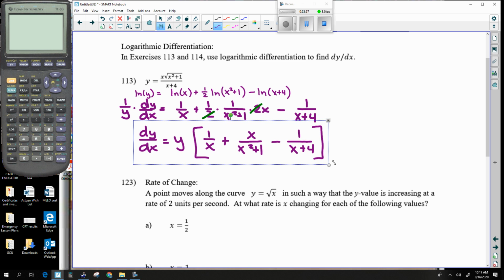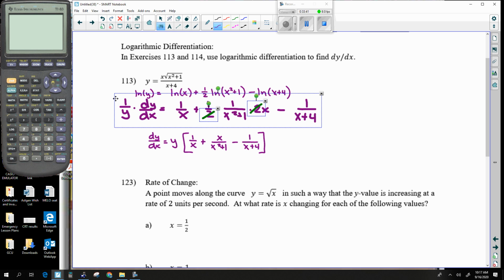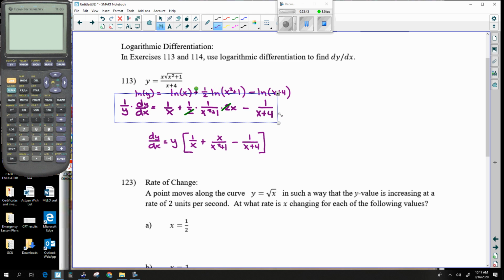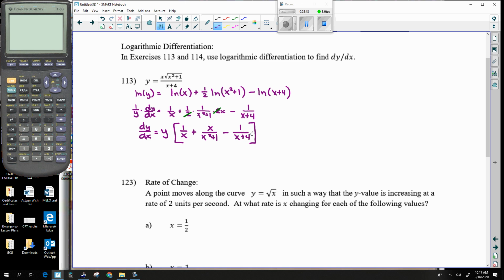Now I'm pretty happy with that answer right there, especially coming from where we came from. I'm cool with that answer. But here is straight up what the book does to get their answer. Okay, so this is going to be a beast of a common denominator here, but the idea is that you want to get a common denominator.